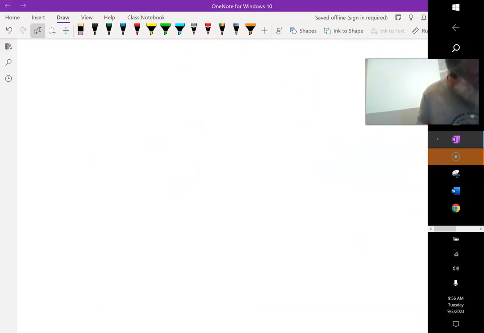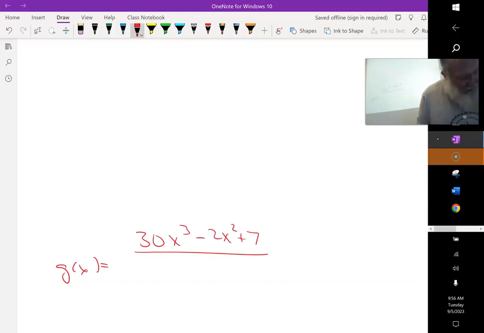So we'll call this g of x. And g of x now equals 30x cubed minus 2x squared plus 7 over 2x cubed plus x minus 7. This is a rational function. What is the degree of the numerator and what is the degree of the denominator? Magnus? They're both 3. So the degrees are actually equal.